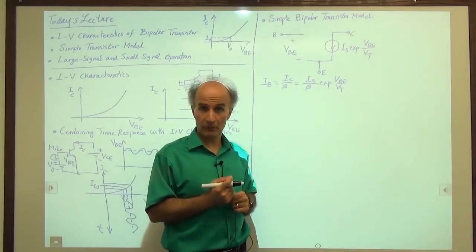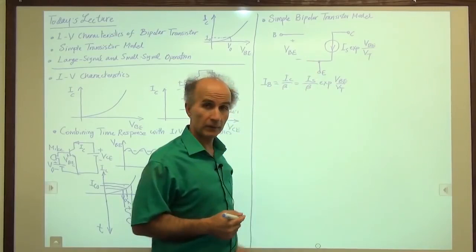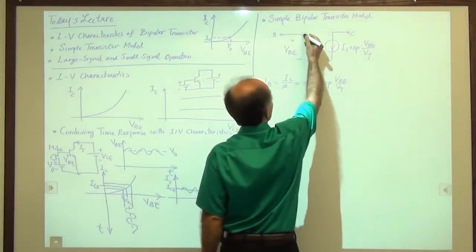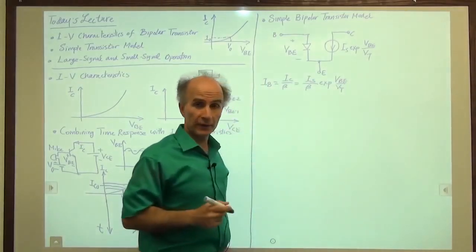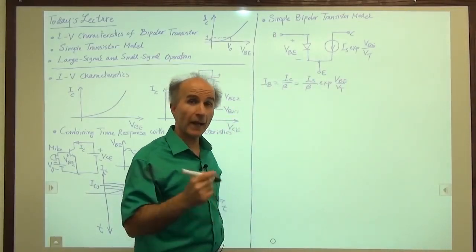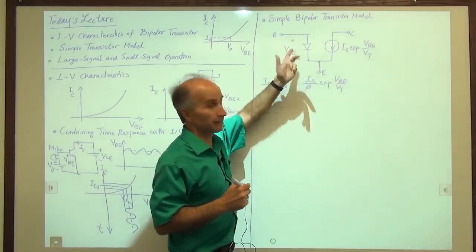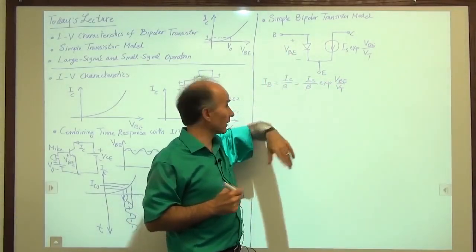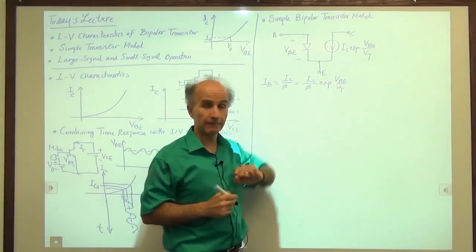That's a diode. It's a PN junction, right? So why don't we place a diode between these two? So we place a diode here, and that diode draws a current. That diode happens to have a voltage across it equal to VBE right here. And it happens to draw a current equal to IS over beta times exp of VBE over VT.